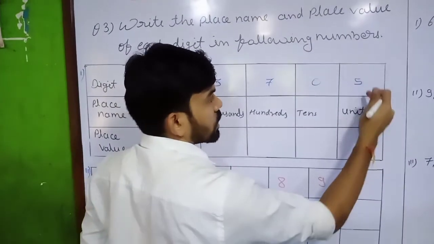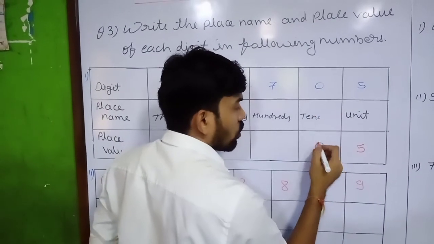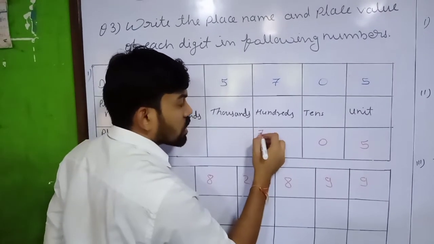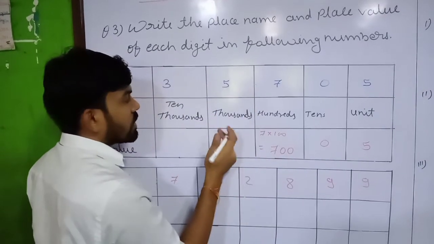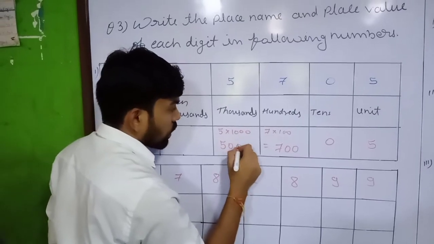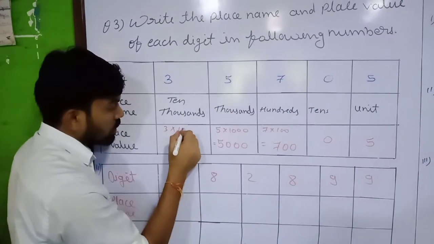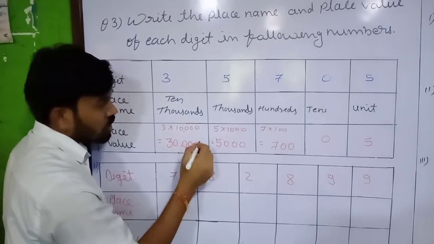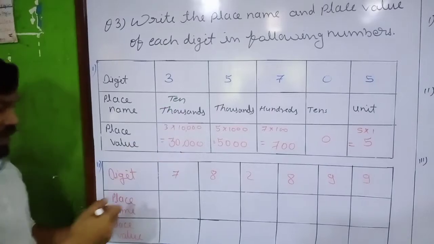As we learned, unit is multiplied by 1, so it will be 5. 0 is always 0. 7 is at the 100 place, multiply with 100: 7 into 100, we got 700. 5 at the thousands place, 5 into 1000, we got 5000. 3 is at the 10,000 place, so 3 multiplied with 10,000, we got the answer 30,000. This way we can write the place value of the given digits.